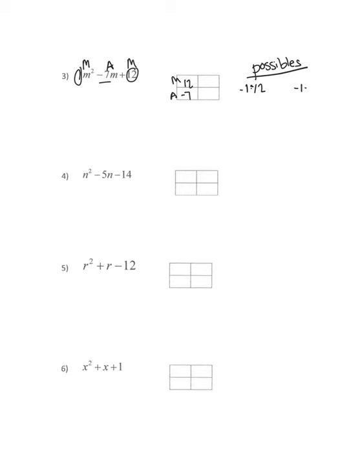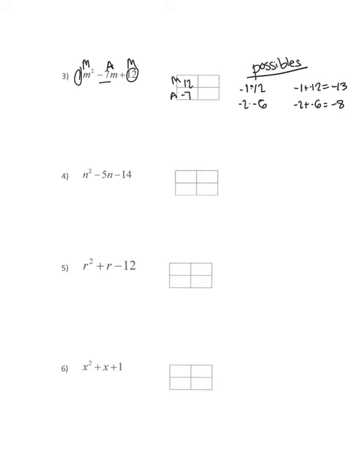So I have negative 1 plus negative 12, which gives me negative 13. So not quite what I'm looking for. I'll try the next one. Negative 2 times negative 6. That would give me a positive 12. And negative 2 plus negative 6, that gives me negative 8.